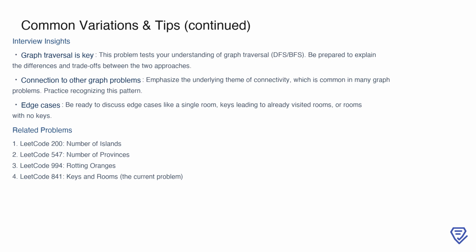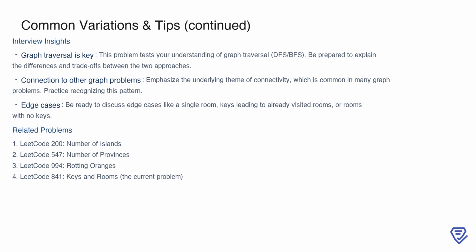This problem is an excellent test of your graph traversal skills, whether it's DFS or BFS. You should be able to explain the differences between these two approaches and discuss the trade-offs. Understanding when to use one over the other is a key part of the solution. Additionally, this problem ties into a broader category of graph problems centered around connectivity. Recognizing this theme will help you approach similar problems more effectively. Edge cases are another area to focus on. For example, what happens if there's just one room, or if a key leads to a room that's already been visited, or if certain rooms don't contain any keys at all? These scenarios often come up in interviews, so it's important to address them clearly.